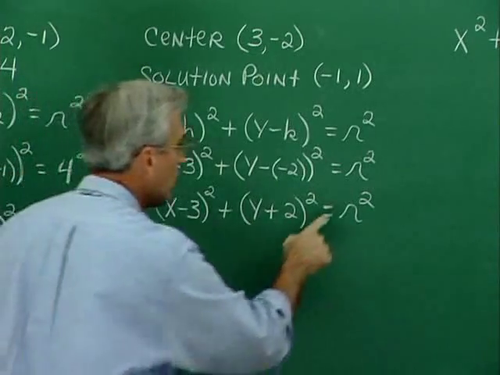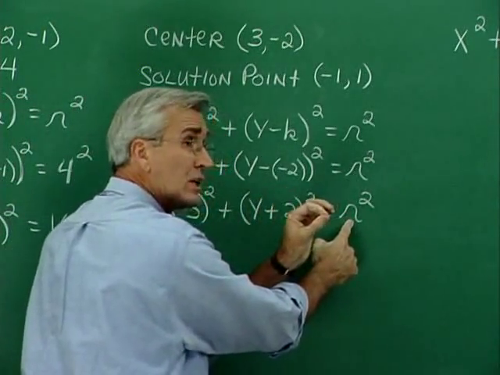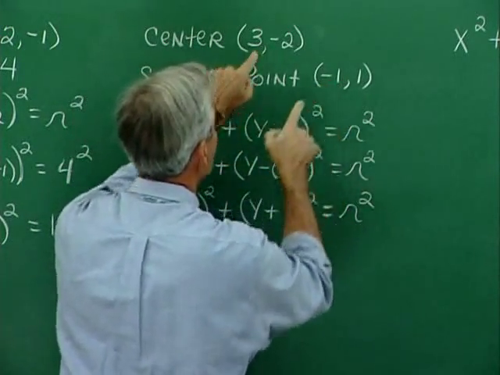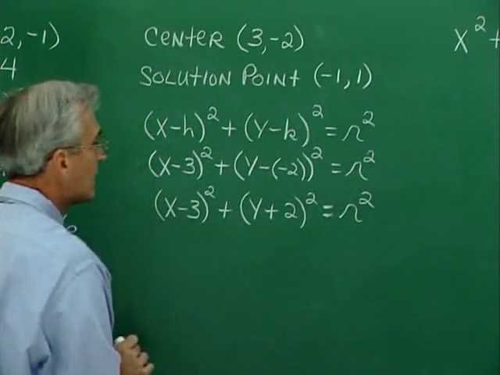Okay, now we're at a point where we need r. Now again, we could find that radius by just finding the distance between those 2 points, that is, using the distance formula. But there's another clever way to do that.